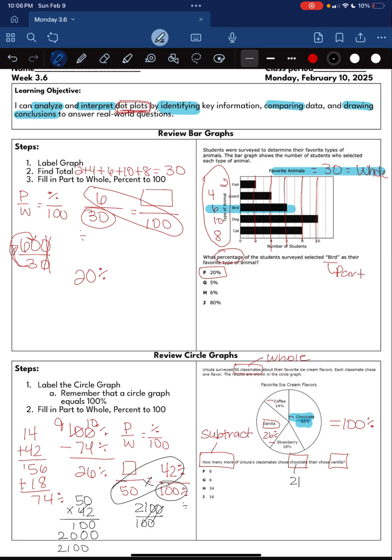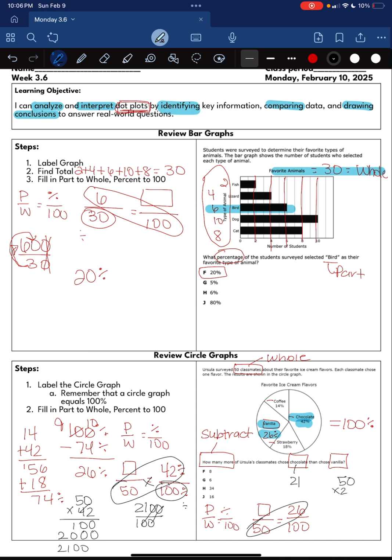Okay, I'm going to do the same thing for vanilla now. I'm going to come back, and I'm going to do part over whole equals percent over 100. I don't know my part. I know my whole is 50. And I'm looking at vanilla now. And I know that's 26% over 100. So now I'm going to cross multiply.